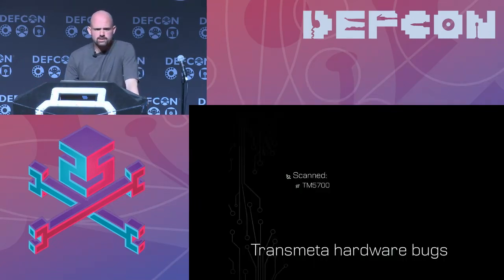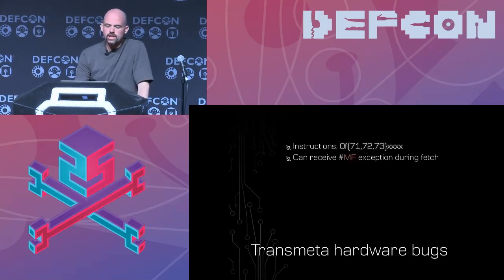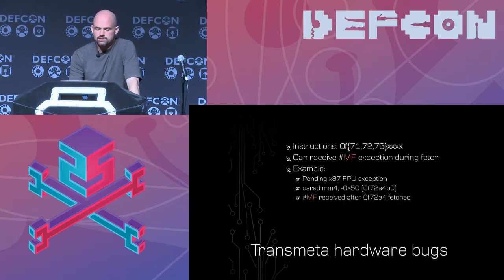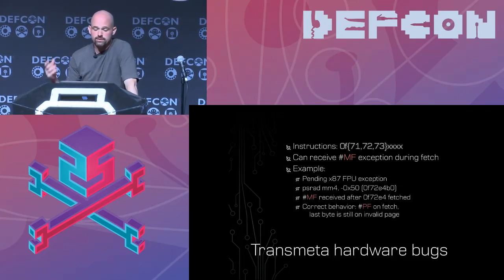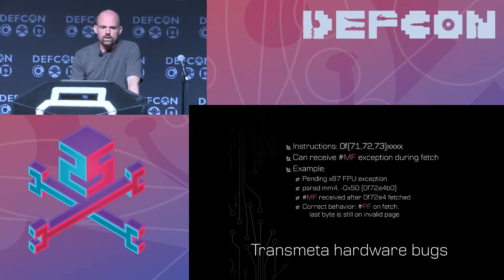I scanned a Transmeta processor. Transmeta is not so popular anymore, but they were kind of popular a few years ago. I found some interesting behavior on a Transmeta processor. With the instructions 0F 71, 72, or 73, the Transmeta would give us a floating point exception during the instruction fetch. So this is also the incorrect behavior. Basically, if you had an FPU exception pending and executed one of these instructions, you'd receive an FPU exception in the middle of that instruction fetch. The correct behavior here, if that last byte of the instruction is on an invalid page, is to page fault. So again, this is a very minor errata, but it's always a little unsettling when there are bugs in our processors.